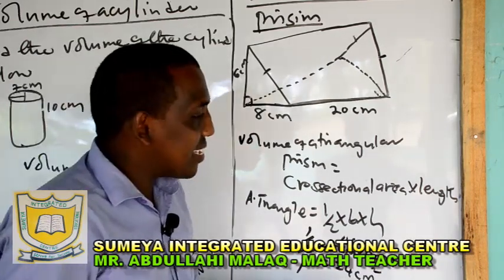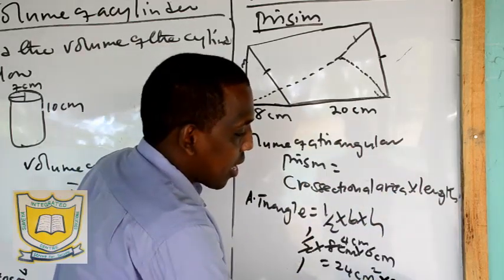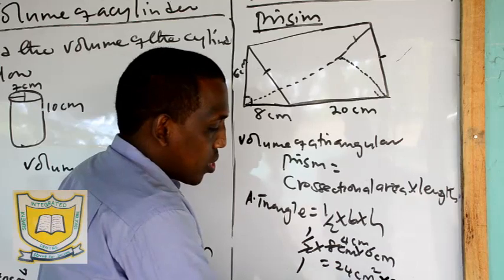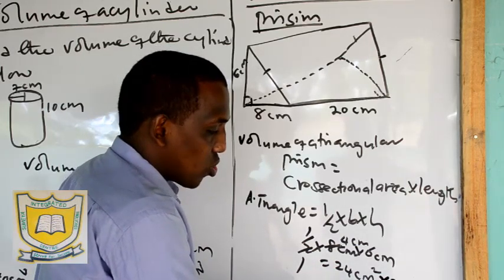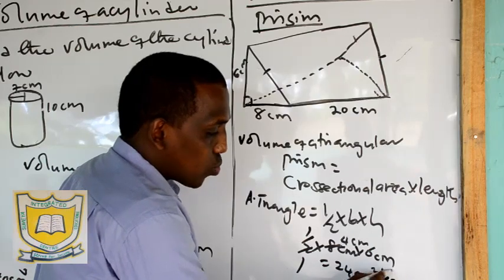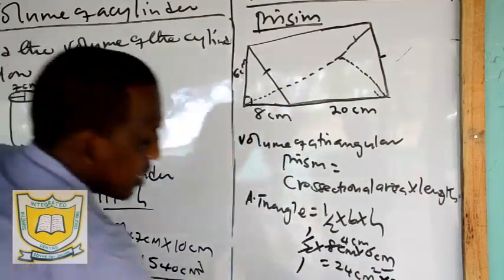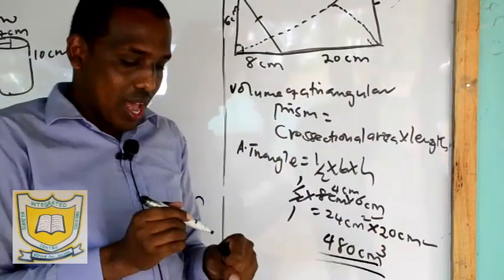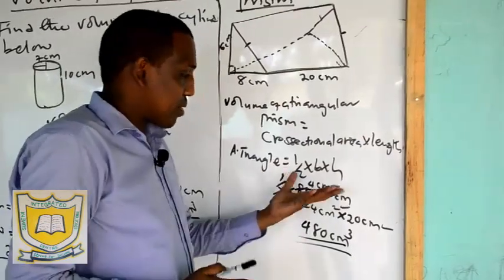Cross-sectional area times length, the length being 20 centimeter. 24 times 20, 24 times 2 you will get 48, then 0, 480 centimeter. Now the area was squared, and this is another one, centimeter cubed. That's how we find volume of a triangular prism. Very easy and also examinable.